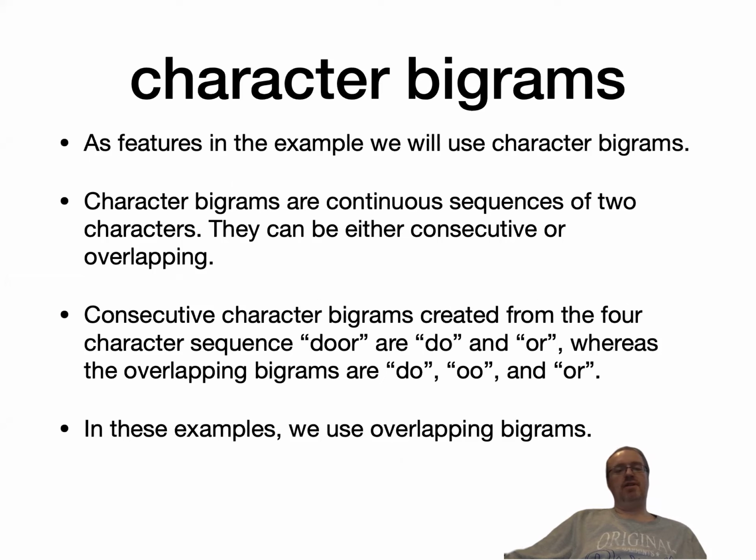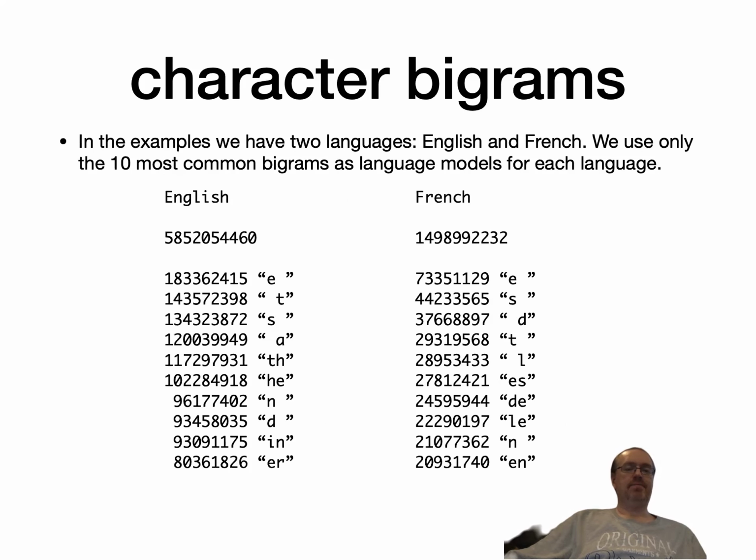As features in the example, we will use character bigrams. Character bigrams are continuous sequences of two characters. They can be either consecutive or overlapping. Consecutive character bigrams created from the four character sequence "DOOR", for example, are "do" and "or", whereas the overlapping bigrams are "do", "oo", and "or". In these examples, we use overlapping bigrams.